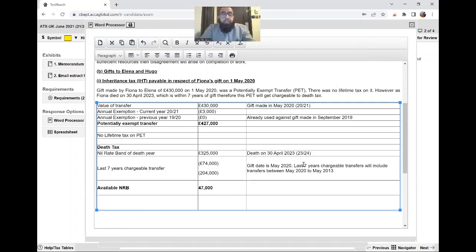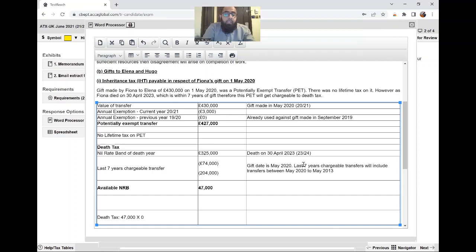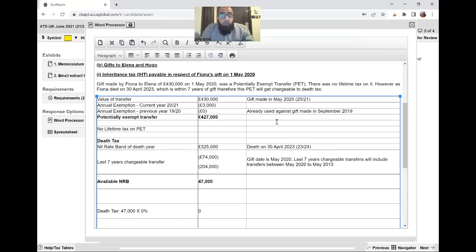Okay. Now let's look at IHT. Death tax. So what will be the death tax? On the first 47,000, we will apply 0%. So this gives us 0. And on the remaining, how much is remaining? The PET value is 427. So 427,000 minus 47,000 on which we apply 0%. So 427 minus 47 gives me 380,000. And I will apply 40% on it.